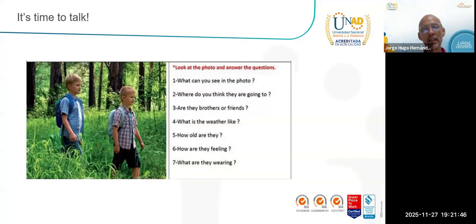Okay. And number 7, the last one, what are they wearing? Okay, you can describe the clothes they are wearing. They're wearing t-shirts, what color? They are wearing short pants, what color are their pants? They are using a t-shirt under the shirt. What color is their hair? What color are they? No, the skin color. What color is it?